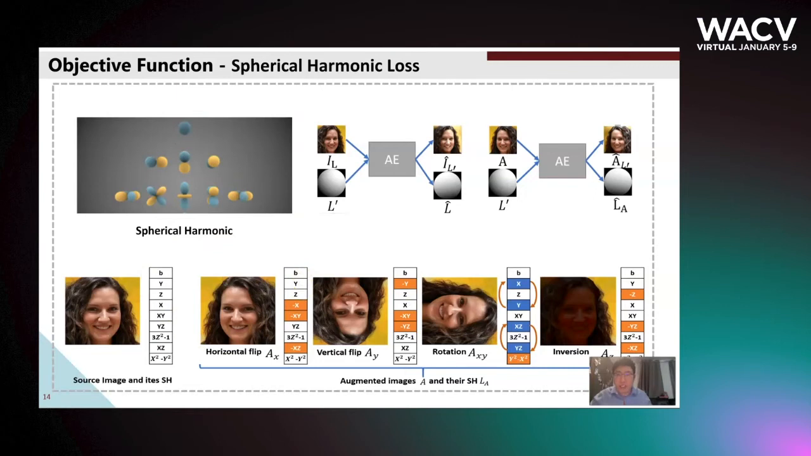Based on the definition of the spherical harmonic vectors, you can find that some channels do not change. So we hope the difference between these two elements is equal to 0. For some channels, like the original channels, we hope the sum of these two elements is also equal to 0. Based on these two equations, we can calculate the spherical harmonic loss.